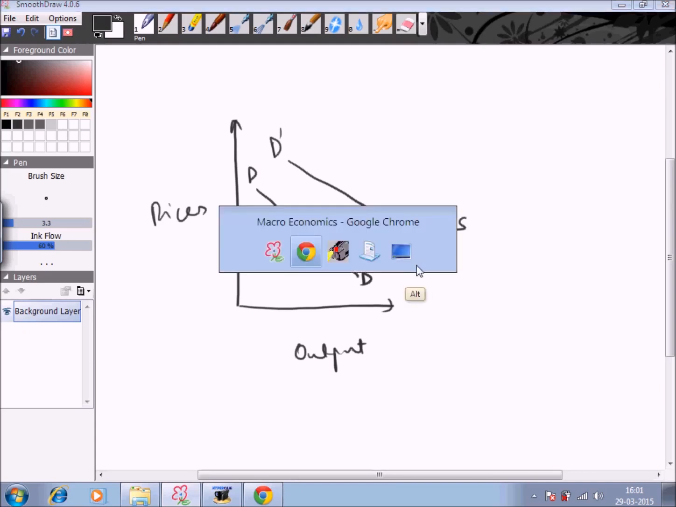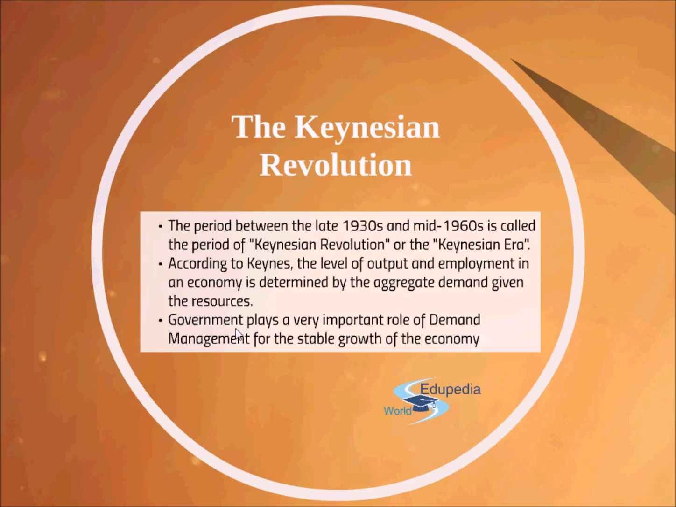So we see that under this approach, government has a very important role to play in order to manage the demand for the stable growth of the economy. So we can summarize that this approach laid very important emphasis on the government role, and it is more towards the demand side of the market rather than the supply side of the market.